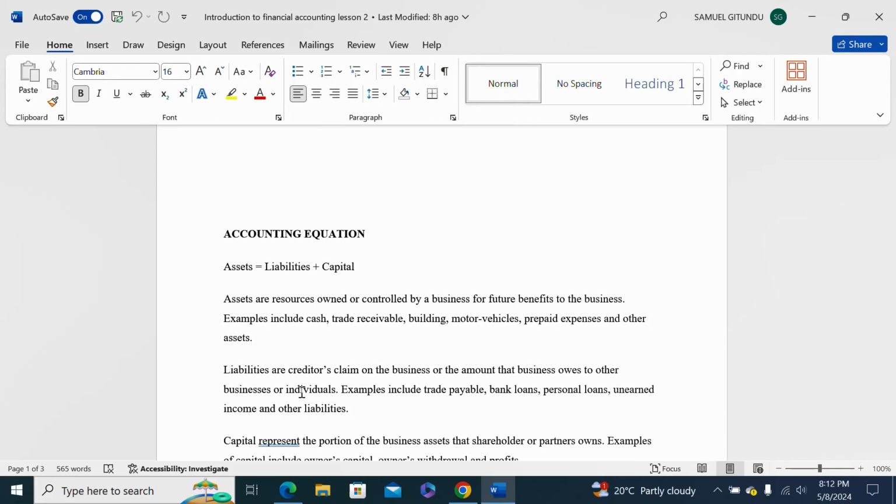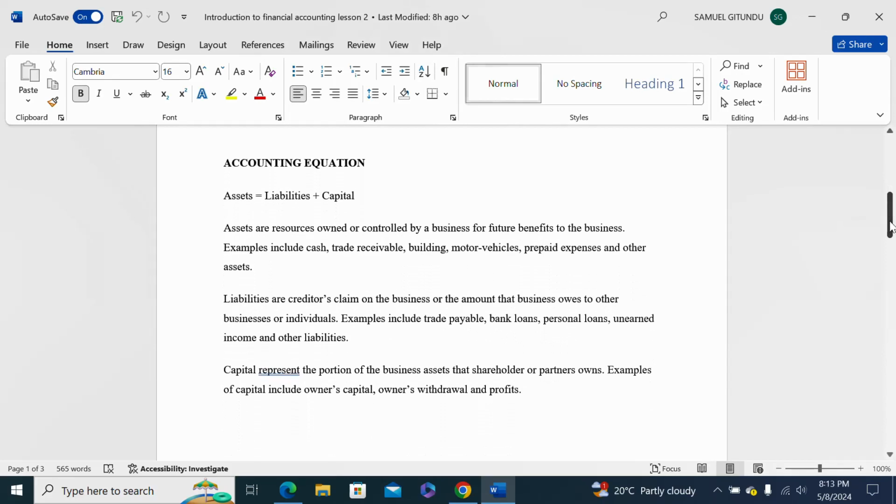Therefore, liabilities are the amount that the business owes to other individuals or other businesses. Then we have the capital, and the capital represents the portion of the business assets that shareholders or partners own. Examples of capital include owner's capital, owner's withdrawals, and profit.